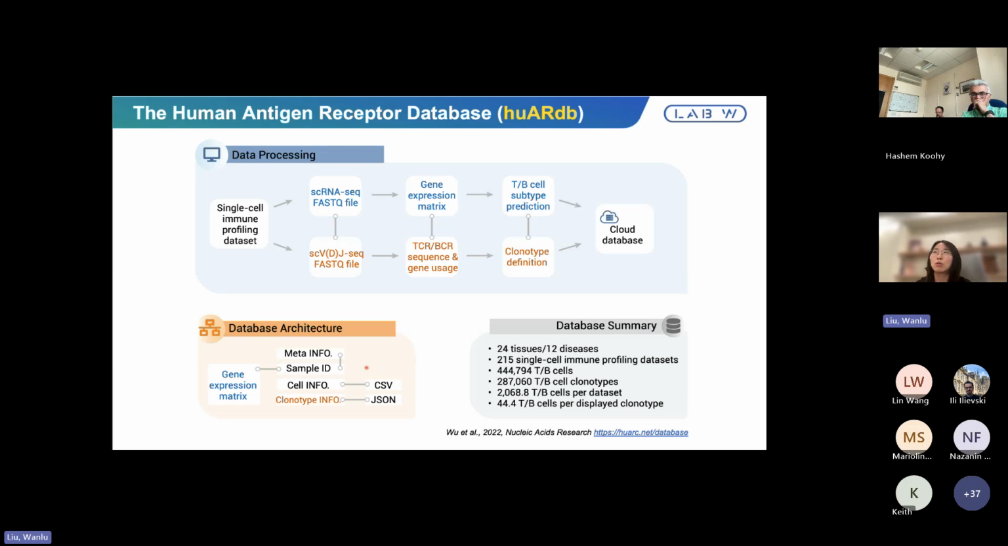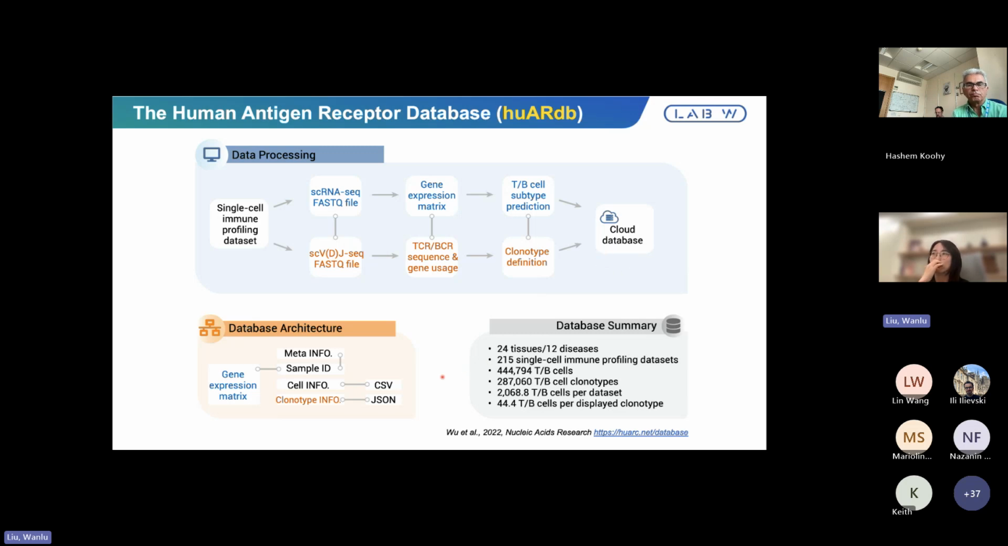The first thing our lab did was establish a human antigen receptor database, called HUARDB, which was published in 2022 in Nucleic Acids Research. At that time, we collected all the publicly available single cell immune profiling data sets, and then we used a unified pre-processing pipeline to process all those data, and got the gene expression matrix and the TCR or BCR sequence and VDJ gene usage for each cell. And then we did T cell and B cell subtype prediction along with clonotype definition. We then curated all that information into a cloud database.